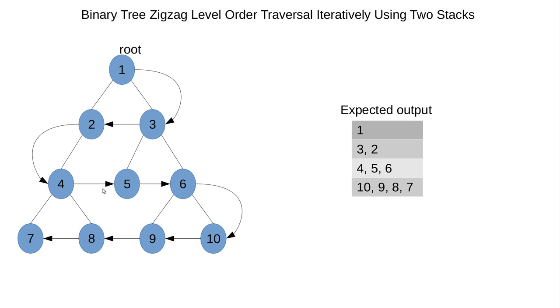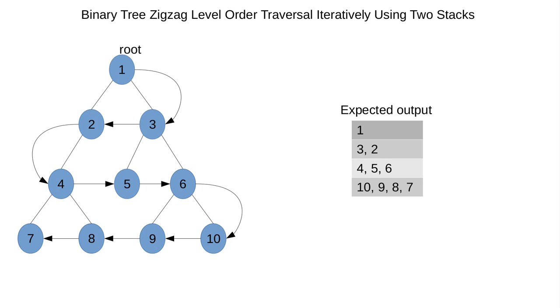At level 2, we go from left to right. So node 4 is processed first and then 5 and 6. So the output is 4, 5 and 6. At level 3, we again go from right to left. So the output is 10, 9, 8 and 7.